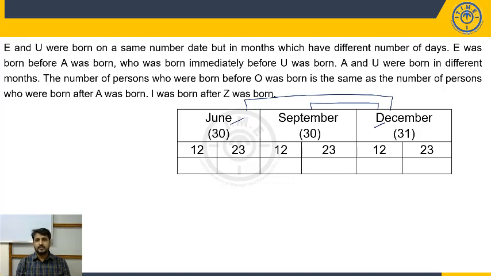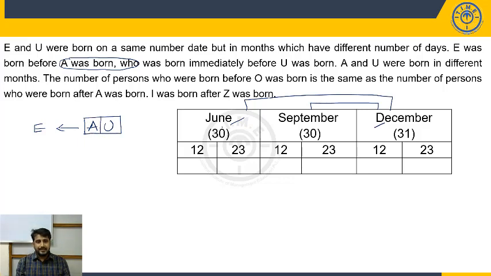Okay. And what is given next? E was born before A was born. In the arrangement, E should come before A, but it need not be immediately. Next, A was born immediately before U was born.